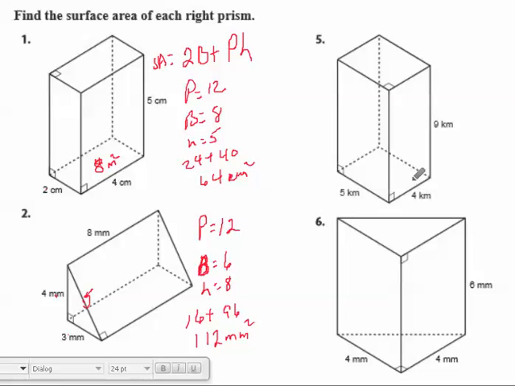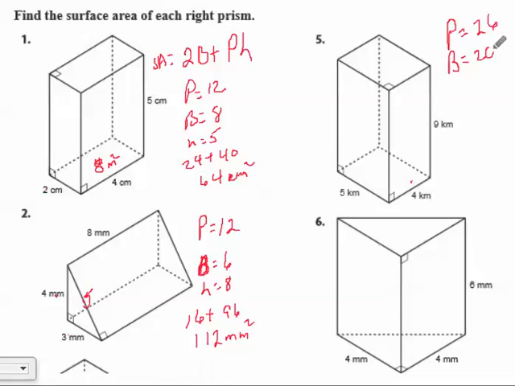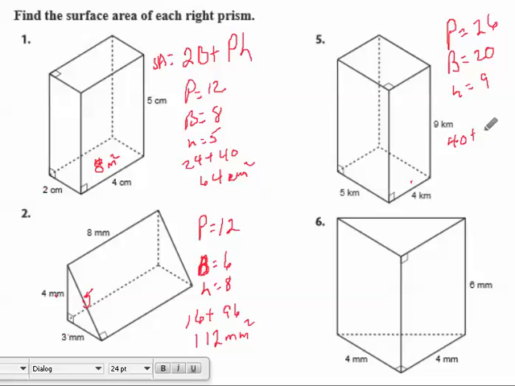Let's come over to this one. The perimeter of my base, 5 and 4 are 9, times 2 is 18. My base area is 5 times 4 is 20. My height is 9. I would just plug them into the formula here, and I would have 40 plus 26 times 9. Sorry, can't do that one in my head.